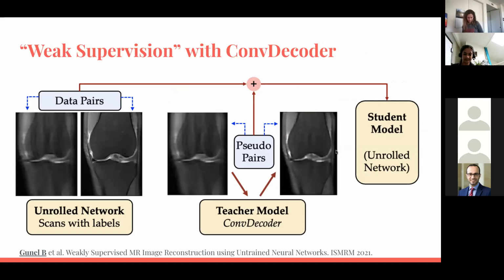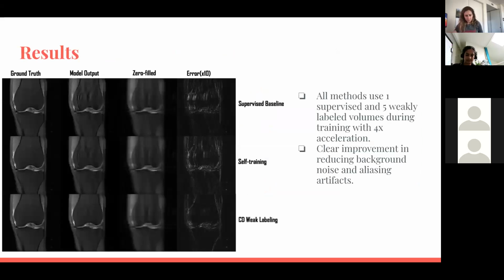So then we were looking for a better teacher model. Why don't we just use ConvDecoder, these untrained neural networks, because it's all at train time, so it's not going to affect our inference time. We can create these pseudo-pairs with this ConvDecoder method that gives a lot better results. Then we can leverage these noisy training sets along with the limited paired data sets that we have to train a student unrolled neural network model. And the results were pretty good.